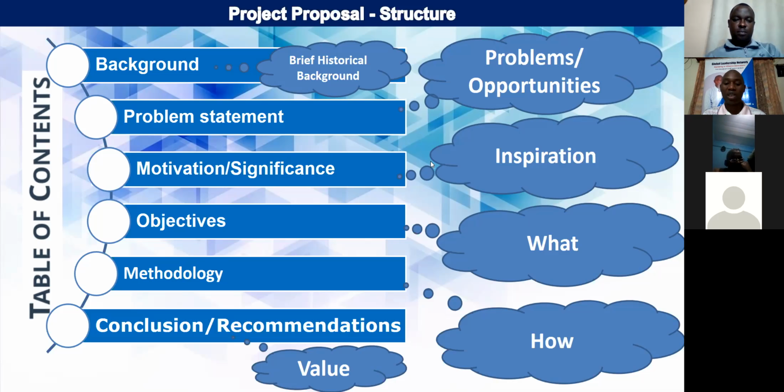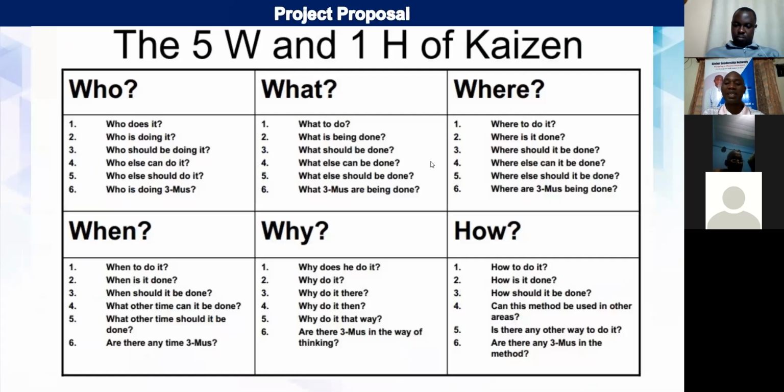And then there will be a conclusion and recommendations, and the value, because there might be other projects in line with what you are doing. But what is the value? What is the distinction between what you are engaging in and those others that are out there? So you might need to do some literature review, look at what exists, and then see what new value you are bringing on board. So this is a high-level outline. There is a comprehensive outline that I will share on the WhatsApp.